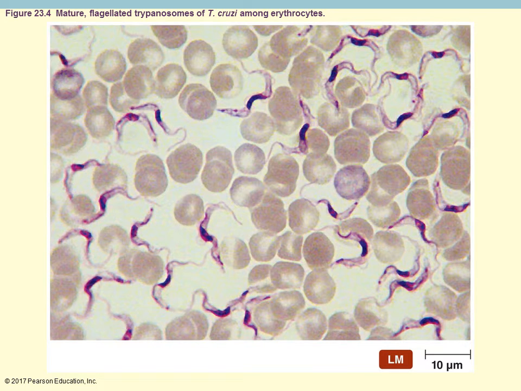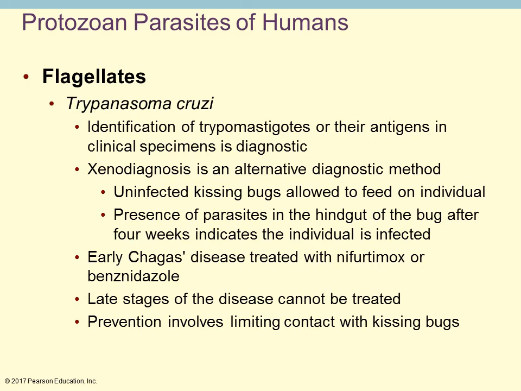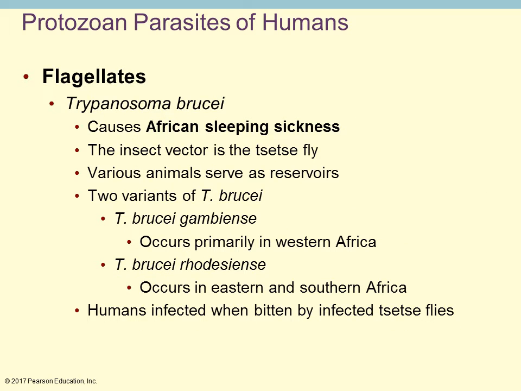In a blood smear, you can clearly see the parasite within the red blood cells. So you would identify it diagnostically by looking at a stain. Early stages can be treated with a couple of different antibiotics. If it has progressed to the later stages, however, at that point there is no effective treatment. So the best prevention method is, once again, break that link with the insect so it cannot act as a vector.